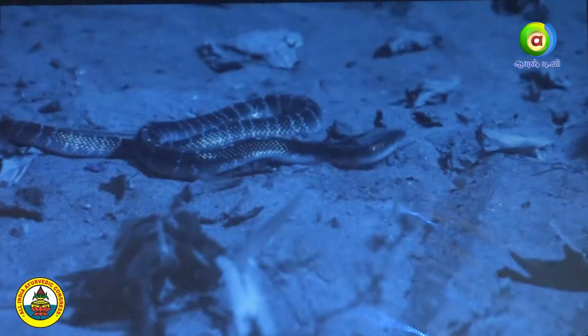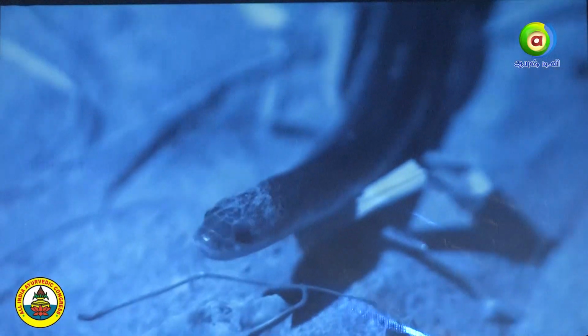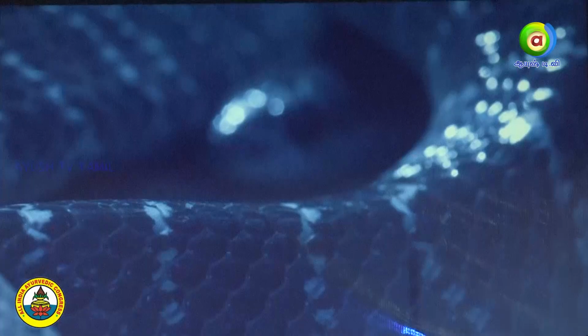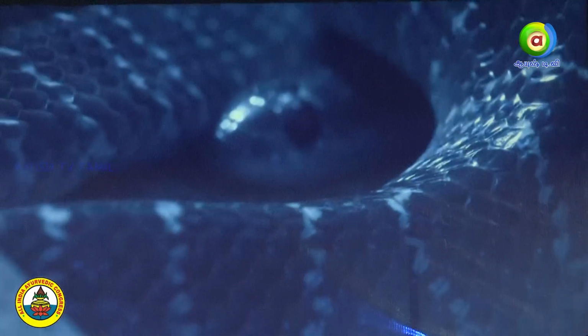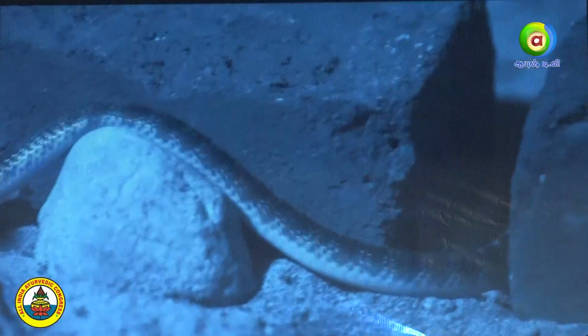Kraits are shy, timid snakes of the night. They may not appear as dramatic or intimidating as the cobra and the Russell's viper, but their venom is the most potent of all Indian snakes. Kraits are completely nocturnal, foraging for small snakes and geckos amongst rubble and close to buildings. They sometimes enter homes in search of rats and mice.